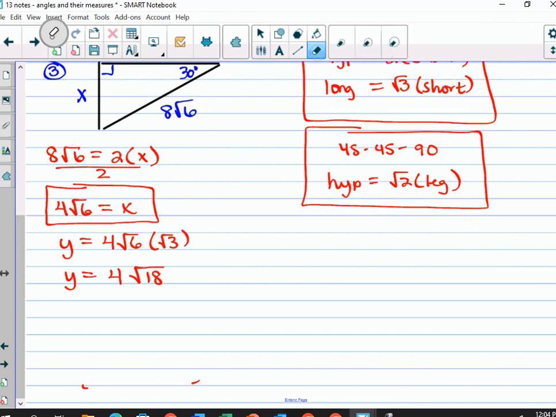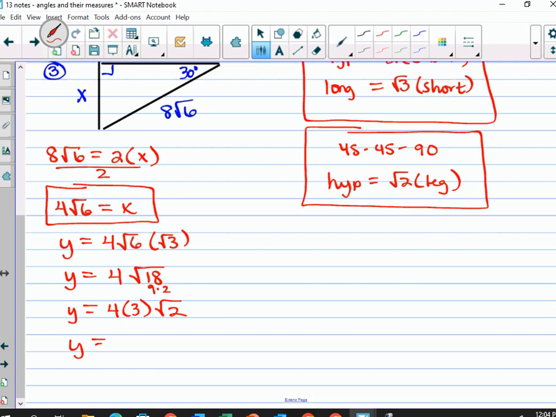I can't leave it like that, though. You have to be able to simplify your square root. So 18 is 9 times 2. What's the square root of 9? So this is really like 4 times 3 on the outside, root 2 on the inside. You don't have to show all of these steps. This is just me making sure you know how to simplify a radical. Okay? So it's 12 root 2 for the long leg. Anybody questions? We good? Okay. Well on your way to your A, right?